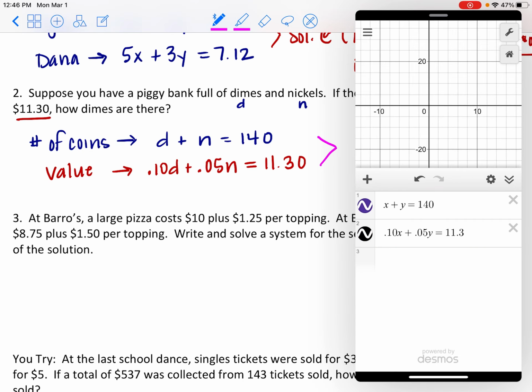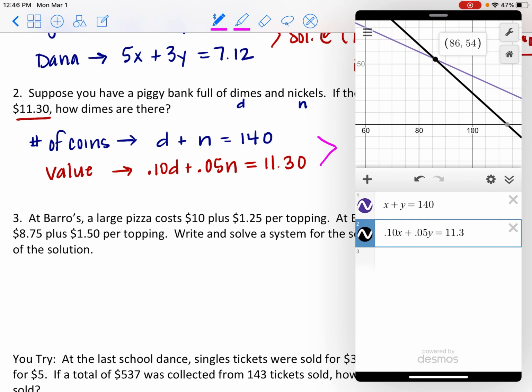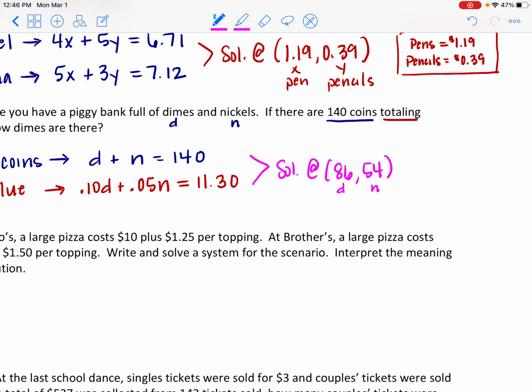And we're going to have to zoom out a little bit. That 140 is kind of a big number, so there it is, (86, 54). So we have a solution at (86, 54), and the first variable was D. That's normally an X, right? And then here was N, and so we have 86 dimes, 54 nickels.